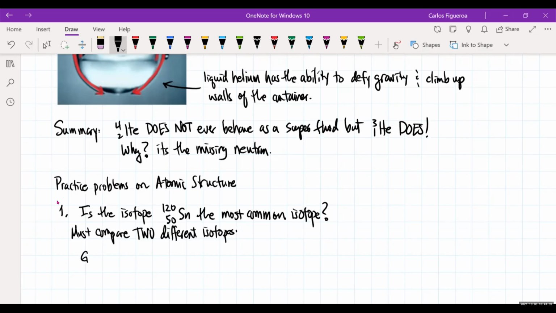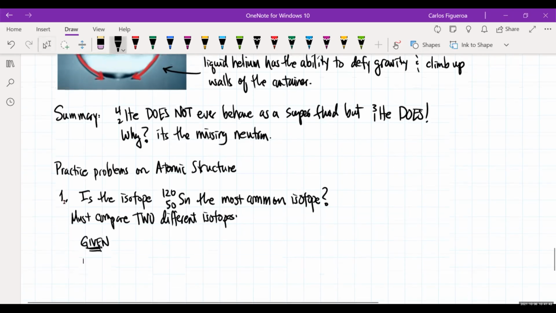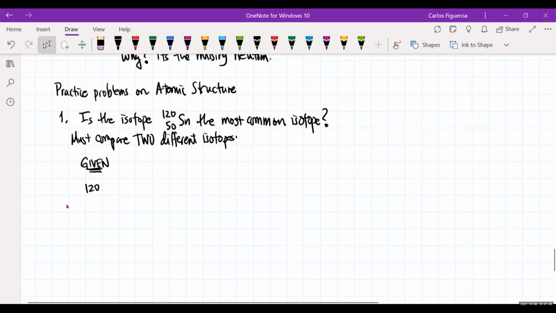One is the one that's given. Which one's the one that's given? Well, it's tin-120, and the other one is the one on the periodic table. So you got to compare these guys here. So which one's the one on the periodic table? I have an image of it. Here it is. This is the guy on the periodic table right here.